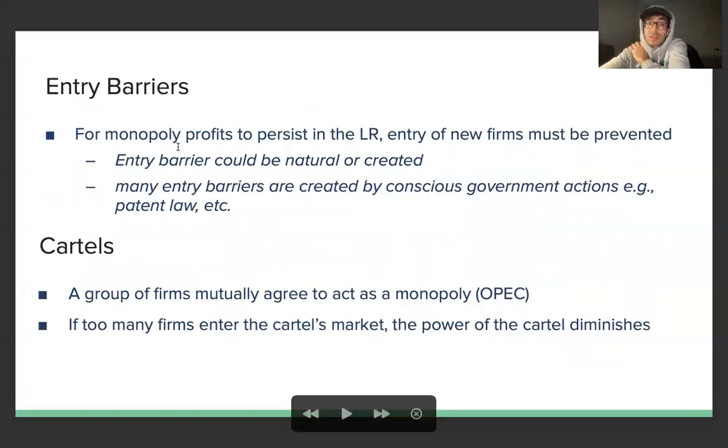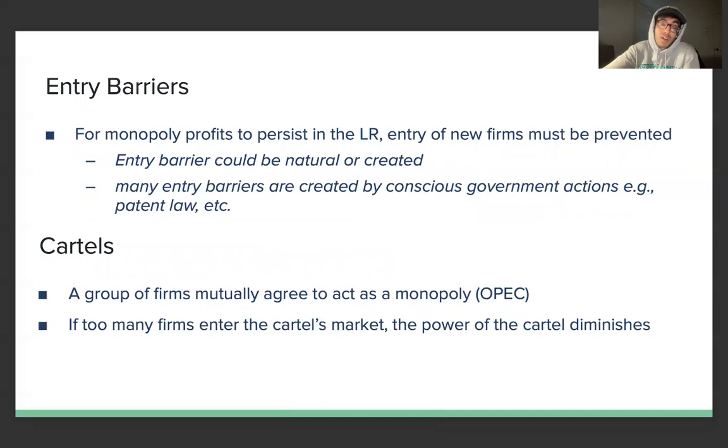But unlike perfect competition, in monopolies, there are entry barriers. These could be natural barriers or artificial barriers that were created. For instance, patent law. You have governments restricting some industries to themselves. These could be natural or created barriers, but there are barriers to entry when it comes to a monopolist market.